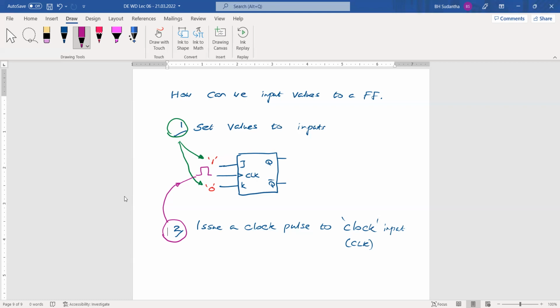There are certain values at the JK, RS, D inputs. Please take those and give the outputs. To do that, you have to give this clock input. Then you have to remember this one.